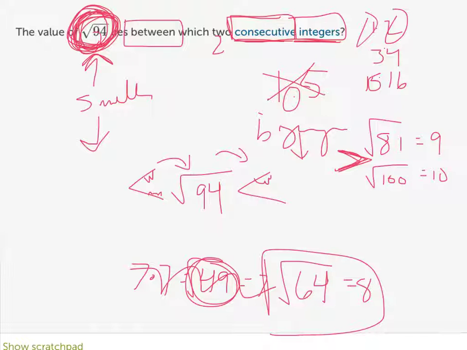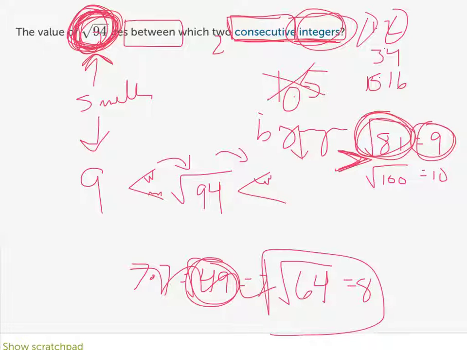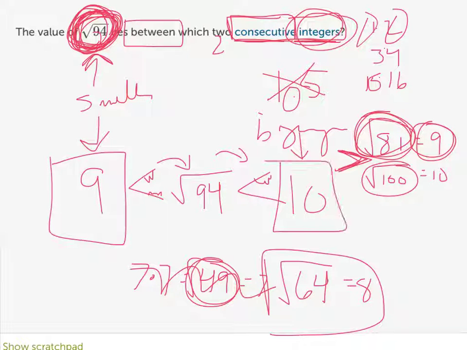Okay, well, what number is this? 9. And we know this has to be an integer. Therefore, that has to be the smaller because that is smaller than that. Now let's try the other one. We know 100 is bigger than 94. Therefore, it's going to be 10. So that's our answer.